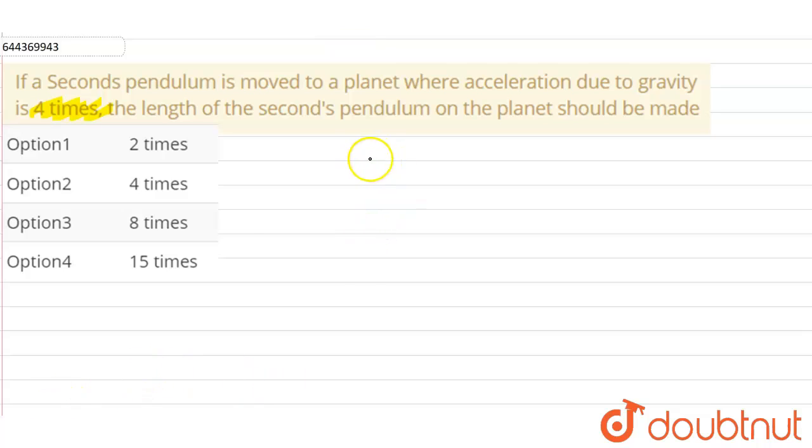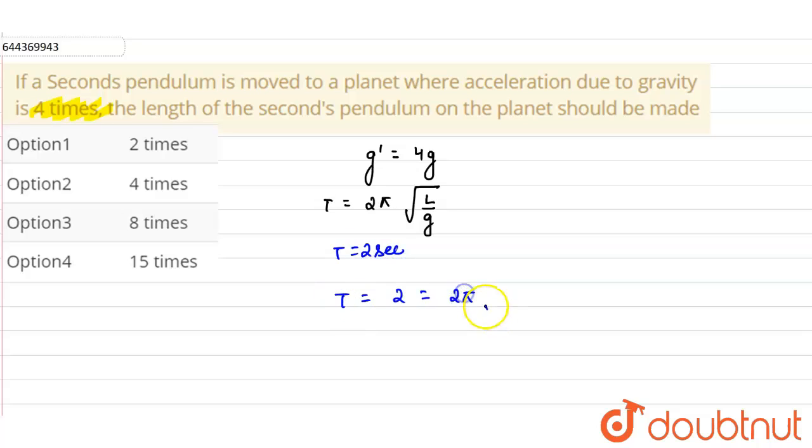Now in the question we have been given that acceleration due to gravity on the planet, let us suppose as g dash, is 4 times the acceleration due to gravity on the Earth. Now the time period for a second's pendulum is given as 2 pi under root of L upon g. Now for a second's pendulum, the time period is 2 seconds. So T is equal to 2, that will be equal to 2 pi under root of L upon g. Let us suppose this is your equation number 1.